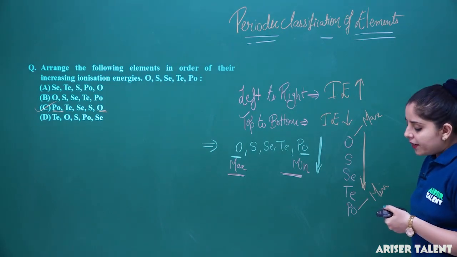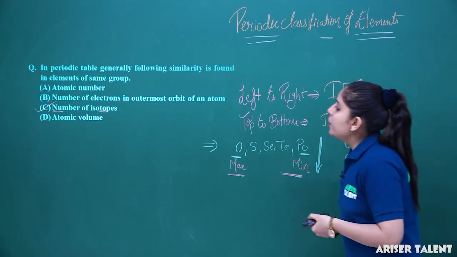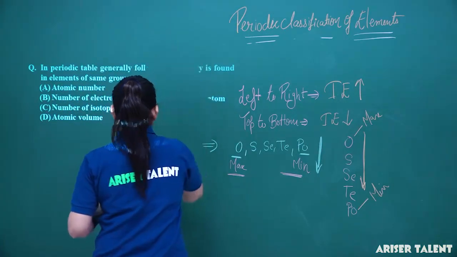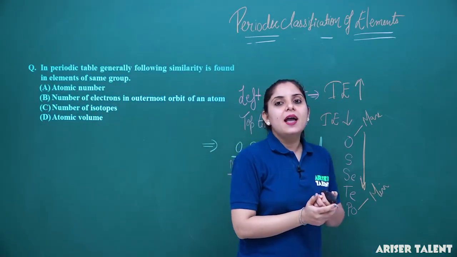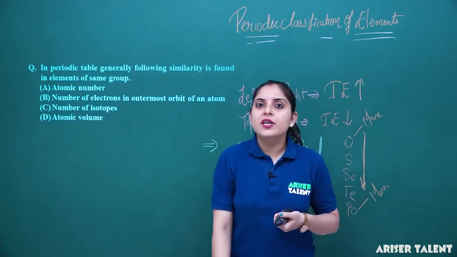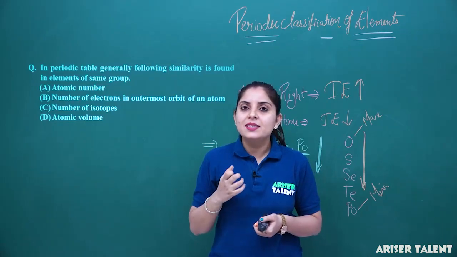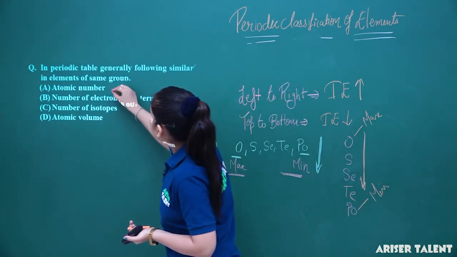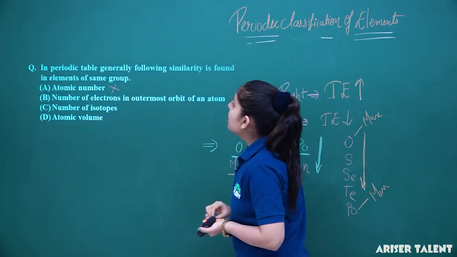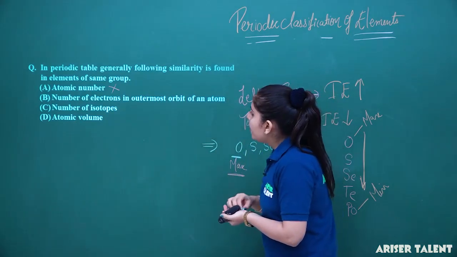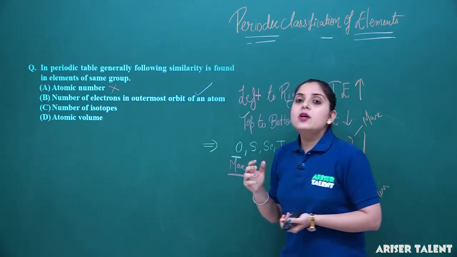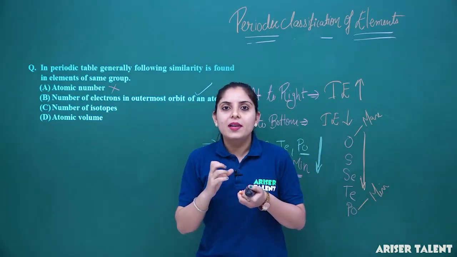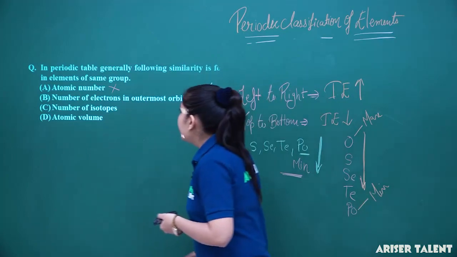Now, let us move to our next question. In the periodic table, generally the following similarity is found in the same group. In the description about the chapter, we have seen that the period tells you the number of shells and the group tells us the number of valence electrons. So, let's check the options here. In the periodic table, is the similarity found in atomic number? It will not be in the atomic number. Number of electrons in the outermost shell of an orbit. So, this will be the correct answer, because moving down the group, we can see that similarity in the group has been found only in the number of valence electrons. So, here option B will be correct.